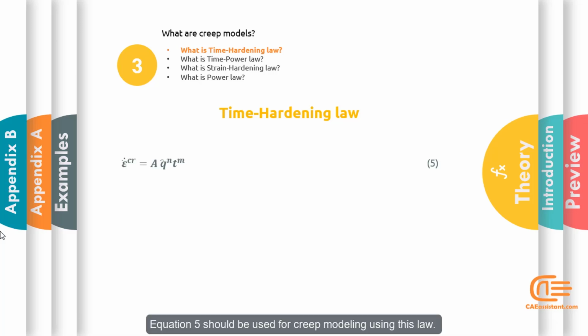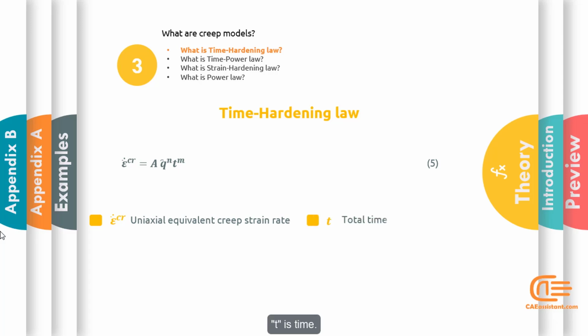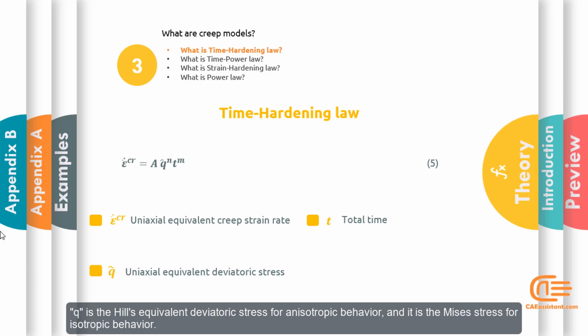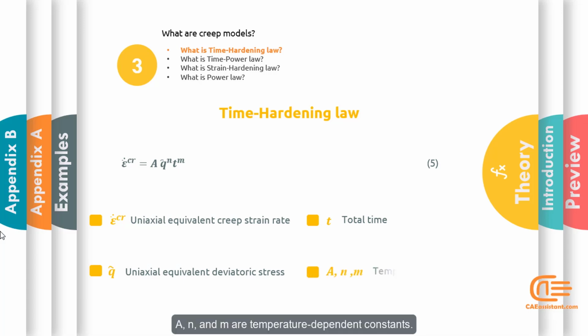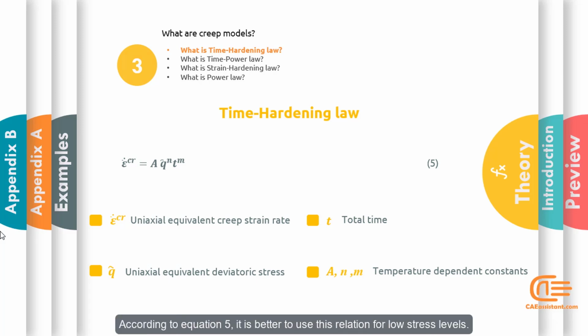Equation 5 should be used for creep modeling using this law. In this equation, epsilon dot represents the strain rate. t is time. q is the Hill's equivalent deviatoric stress for anisotropic behavior, and it is the Mises stress for isotropic behavior. A, n, and m are temperature-dependent constants. According to equation 5, it is better to use this relation for low stress levels.